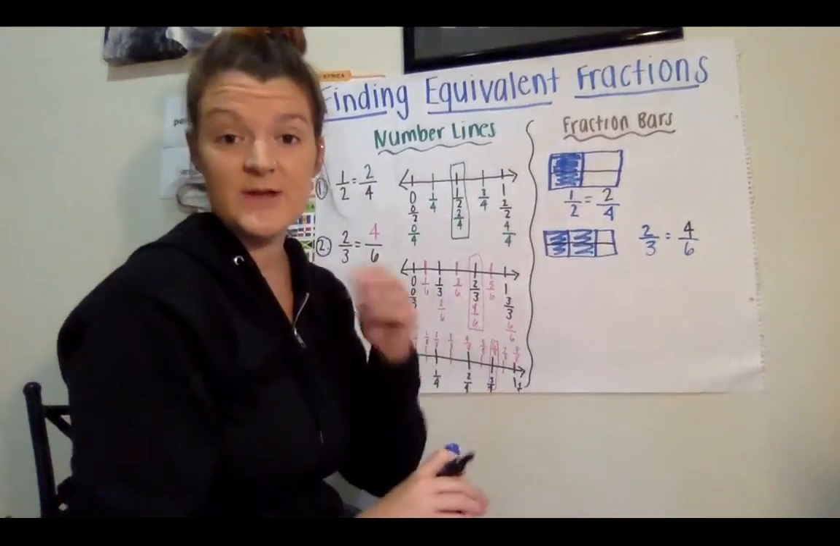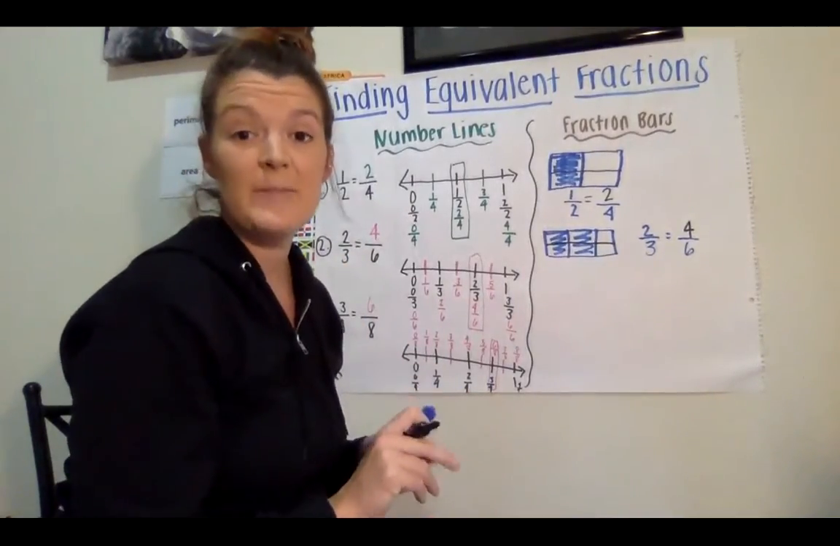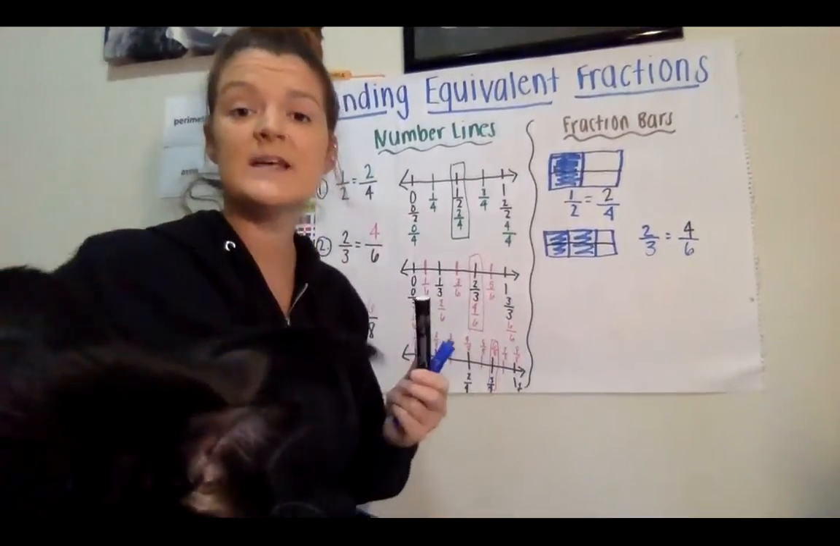All right, let's do our last one, number 3. 3/4 is equal to blank over 8. So one more time, I'm going to draw.